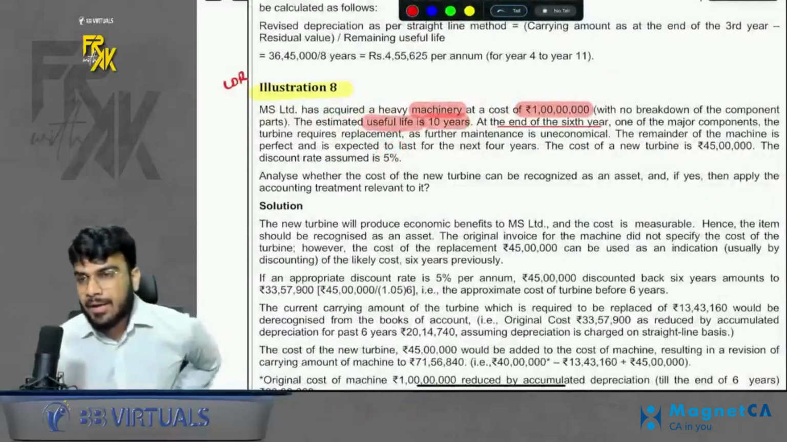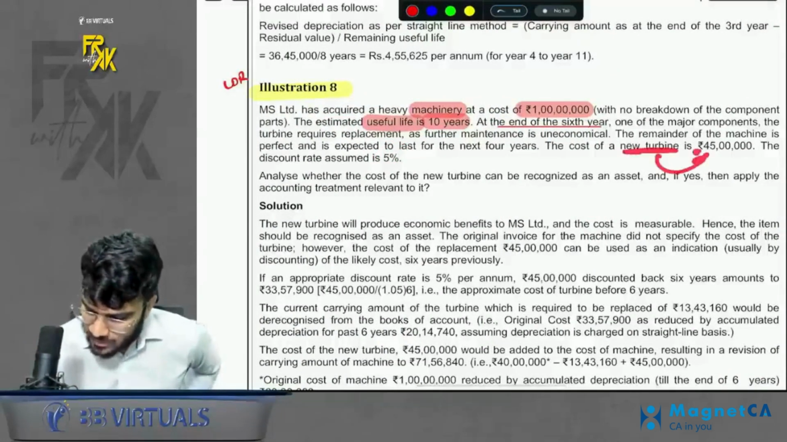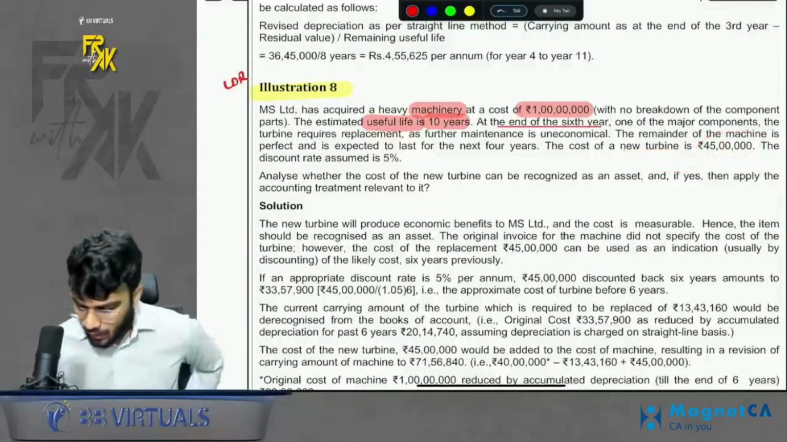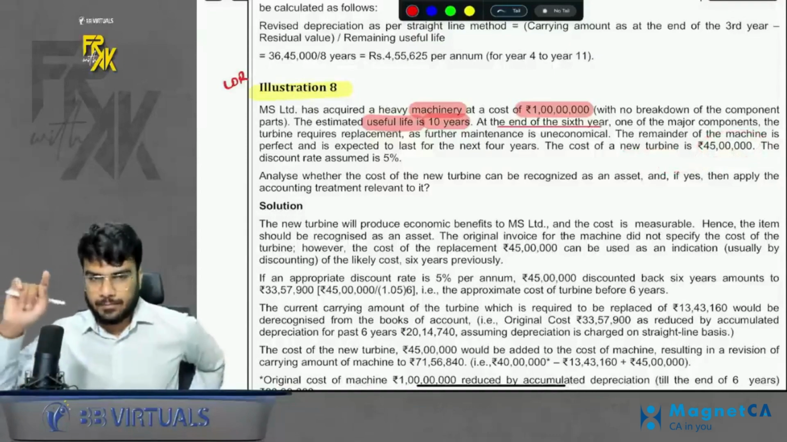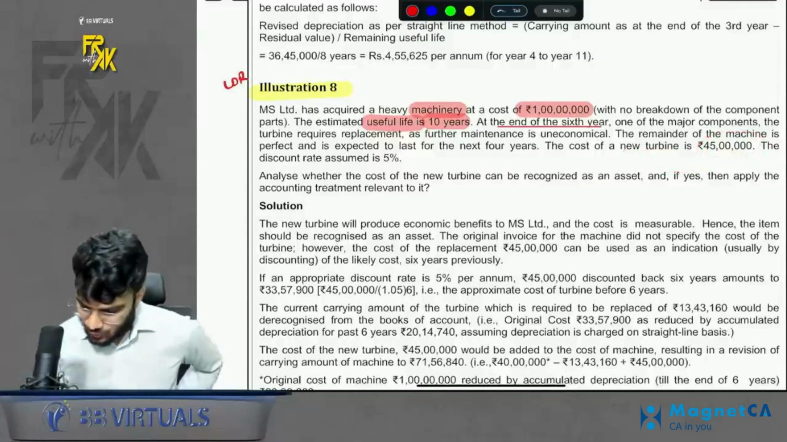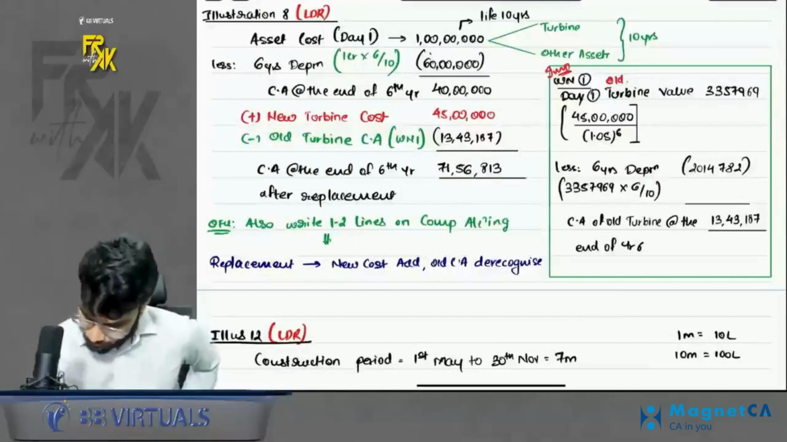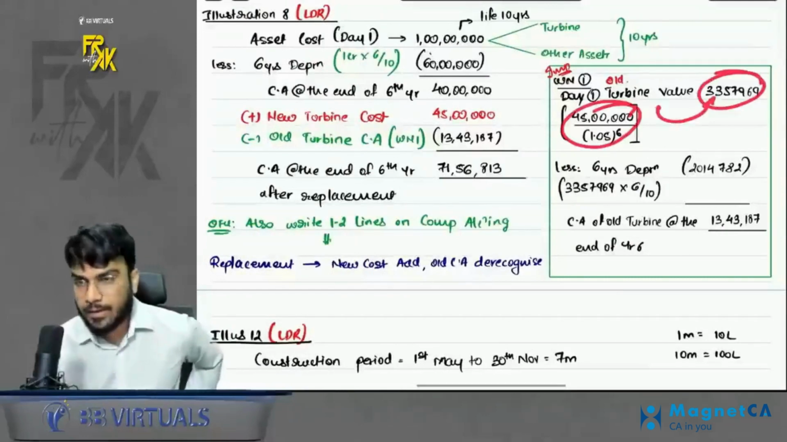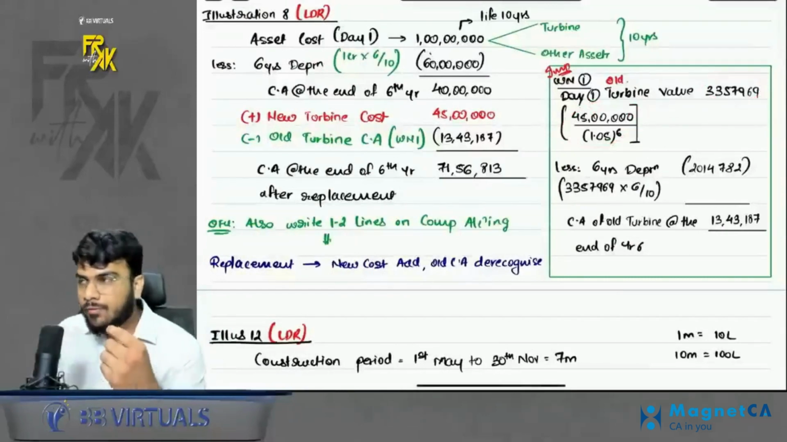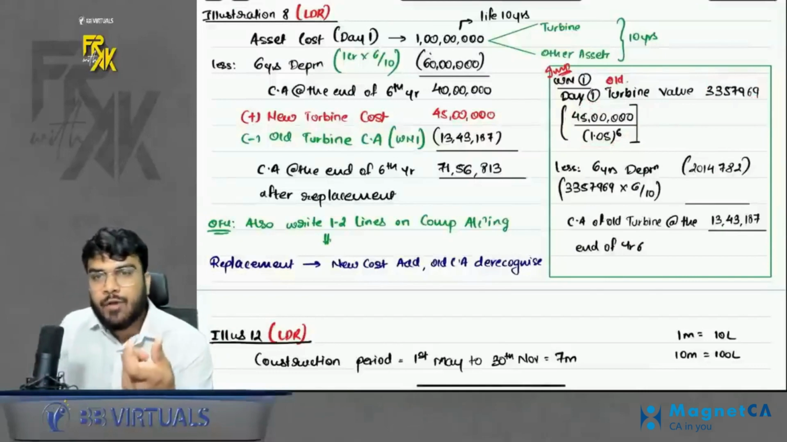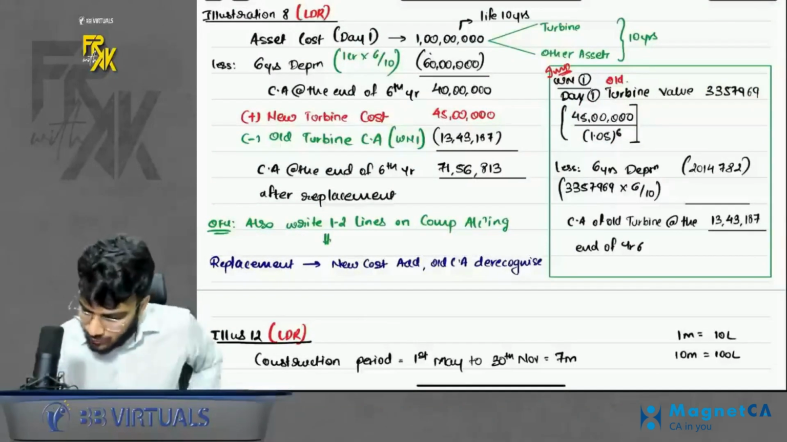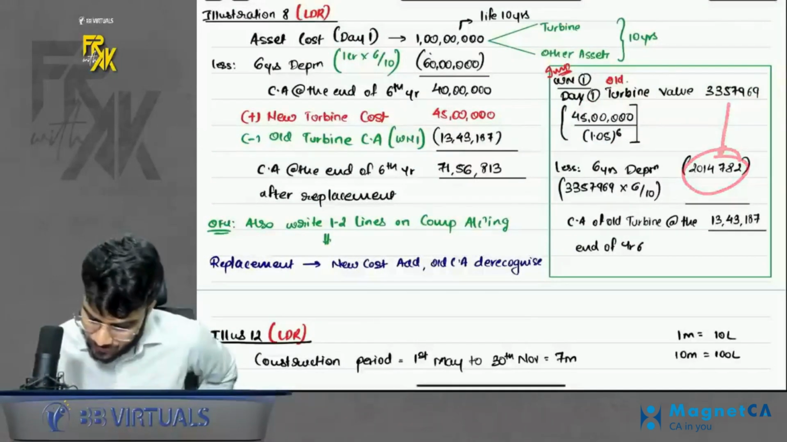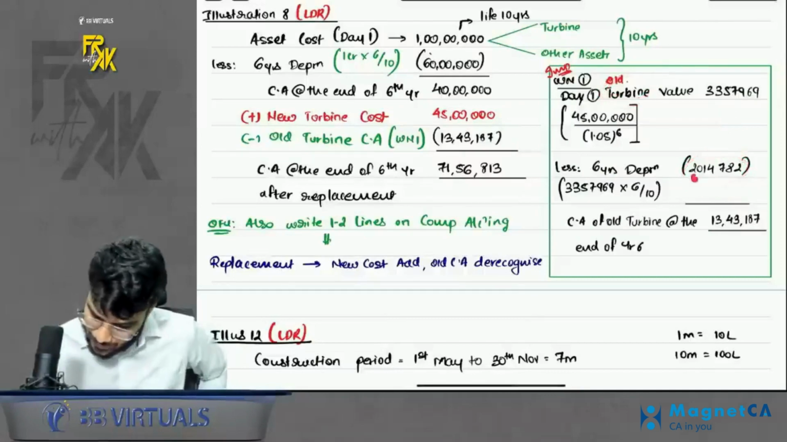Ideally we made an assumption here that if the new turbine is worth 45 lakhs after 6 years, what would have been the value on day 1, that is, before 6 years? So we discounted this 45 lakhs. We got the old turbine value on day 1. Now we don't want the value of the turbine on day 1. We want the value as on 6th year end. So we will depreciate this for 6 years, assuming the life of this turbine is also 10 years. So we depreciate by 6 years.